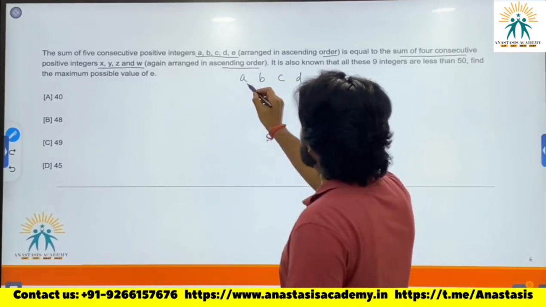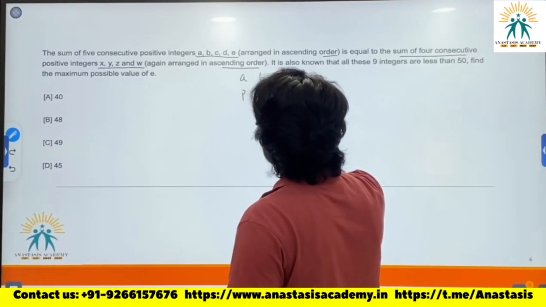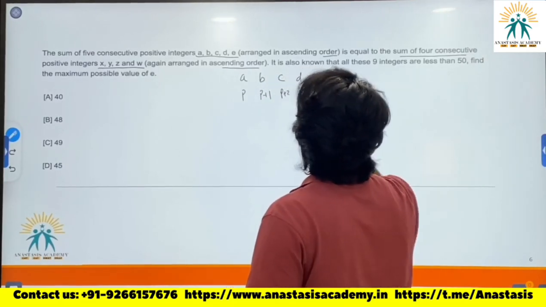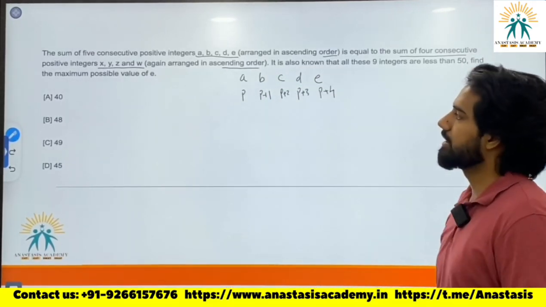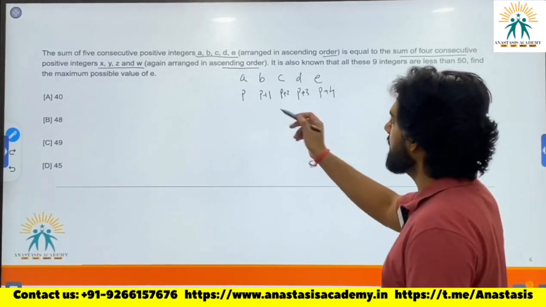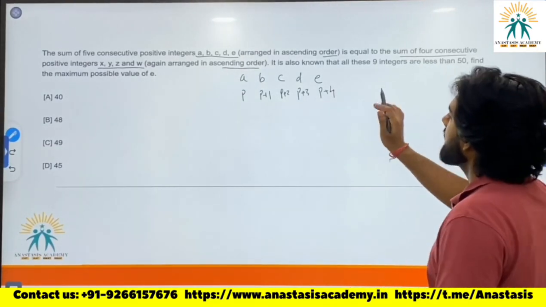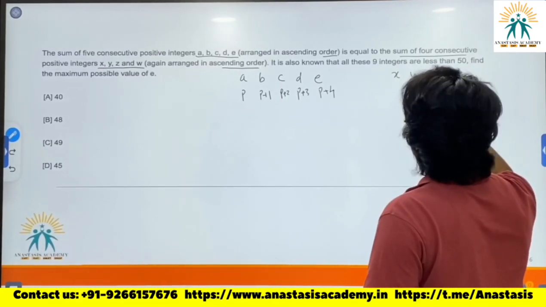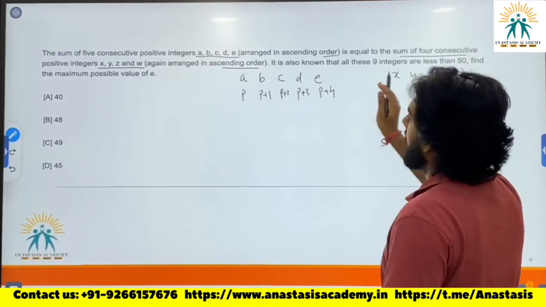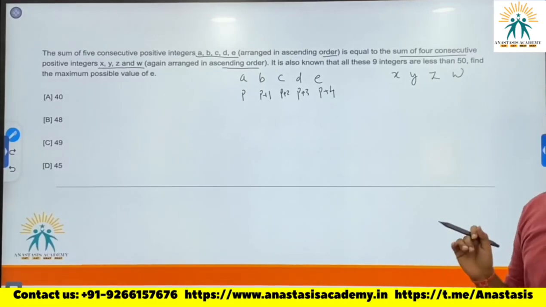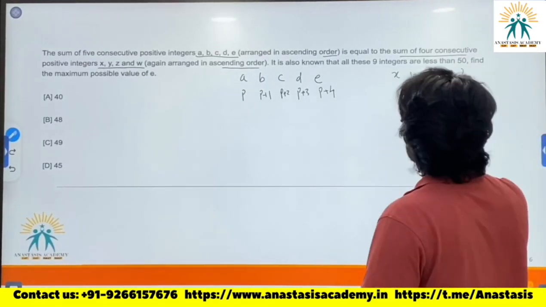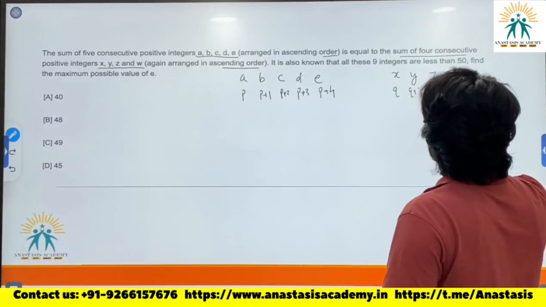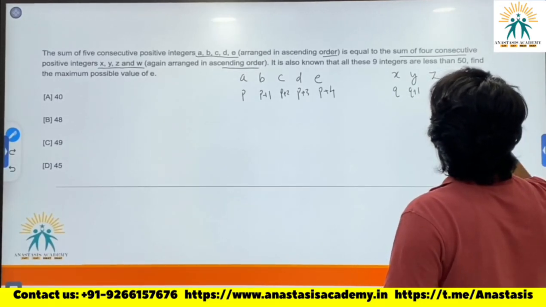So let's just assume these numbers to be p, p plus 1, p plus 2, p plus 3 and p plus 4, because these are consecutive positive numbers where p is any positive integer. And there are these 4 numbers x, y, z and w, and these 4 numbers are also consecutive positive numbers. So let's just assume them to be q, q plus 1, q plus 2 and q plus 3.